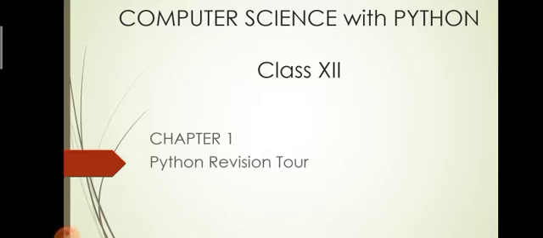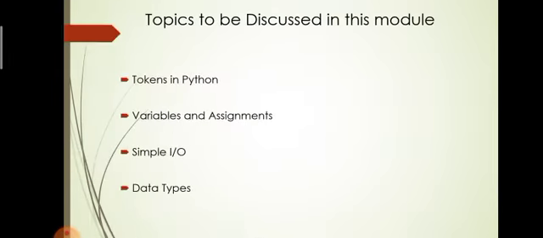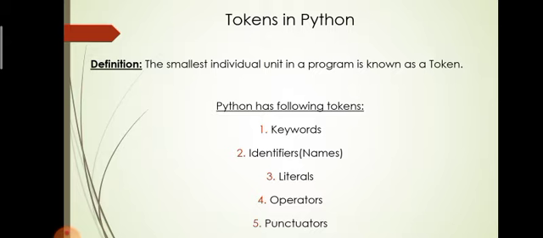So today I'm here to discuss Python Revision 2, chapter 1 of class 12. Let us have a look at the modules which we are going to discuss in today's session. The first module is about tokens in Python, second is variables and assignments, third is simple input output, and fourth is data types. Moving forward, our first module is tokens in Python.